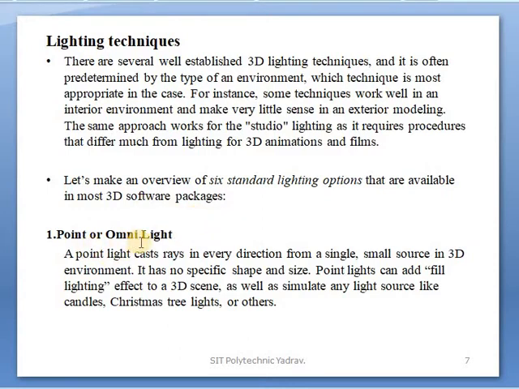Let's make an overview of 6 standard lighting options that are available in most 3D software packages. First, point or omni light. A point light casts rays in every direction from a single small source in a 3D environment. It has no specific shape and size. A point light can add a fill lighting effect to a 3D scene as well as simulate any light source like a candle, Christmas tree light or other.